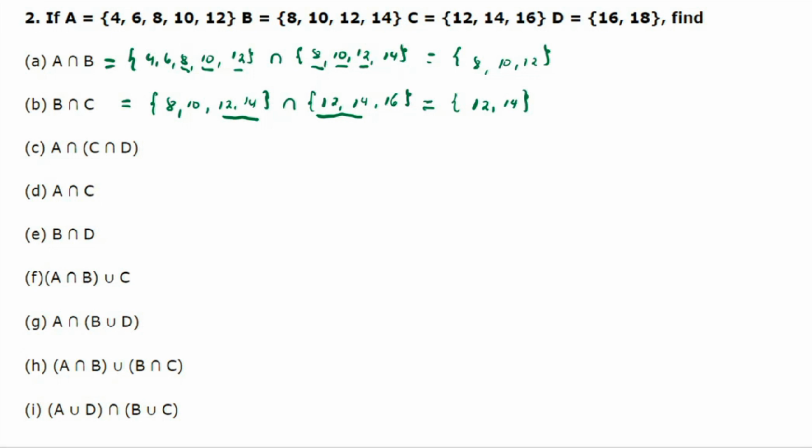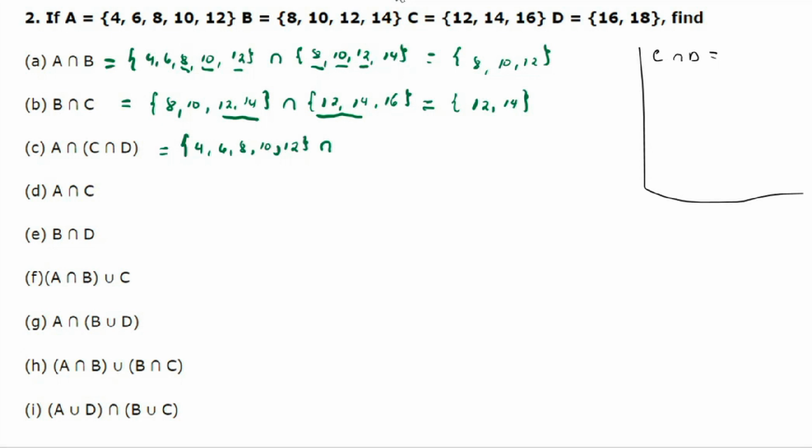Okay, so next for letter C, this is now using the distributive law, but we will write first set A, whose elements are 4, 6, 8, 10, 12. Then intersection, C intersection D. But since I don't have C intersection D yet, I will solve it first on this side. So we have C intersection D. What is now common between C and D? Let us look at this.